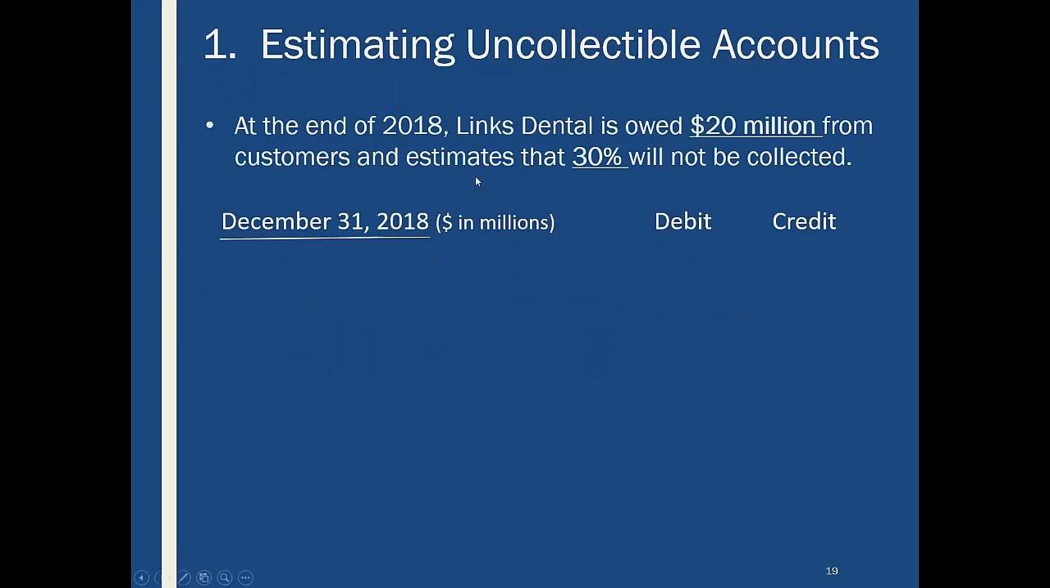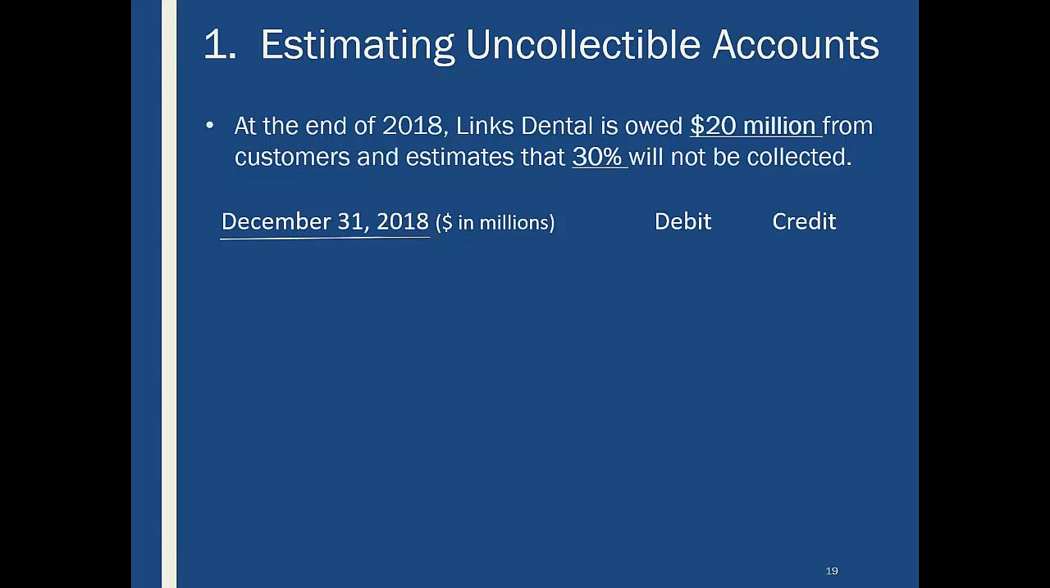At the end of 2018, Lynx Dental is owed $20 million from its customers. That's a lot of teeth cleaning, huh? All right, and they estimate that 30% of it will not be collected. Now, I get lots of people asking me, well, how do they know it's 30%? Well, they don't. They take a ballpark and they look at last year's and they estimate what was uncollected last year or the year before or what's happening, how many customers actually charged. You know, there's a lot of things that go into that. For this particular class, we're not going to get too much into how did they get to that 30%. We're just going to take that amount, okay?